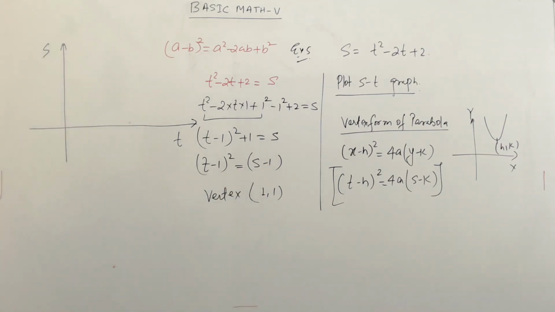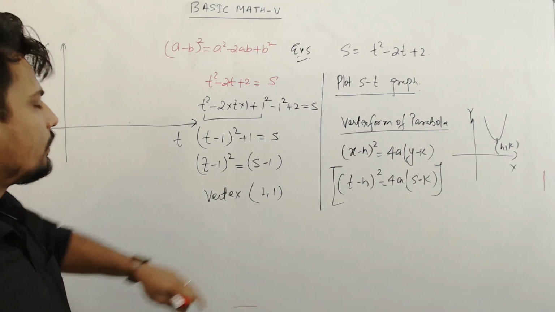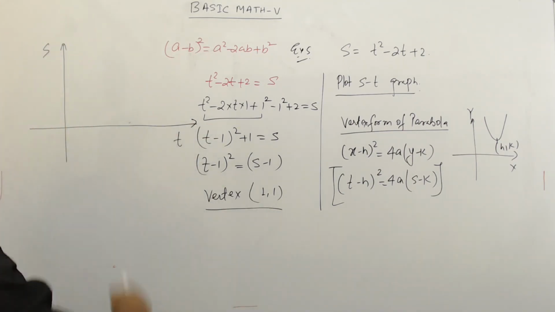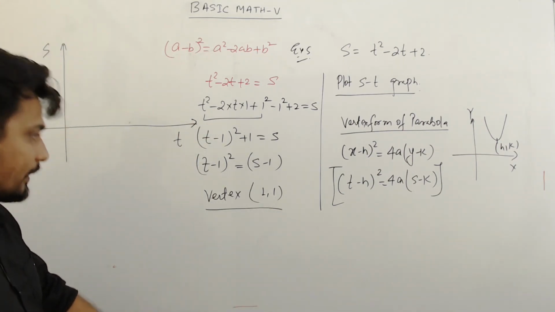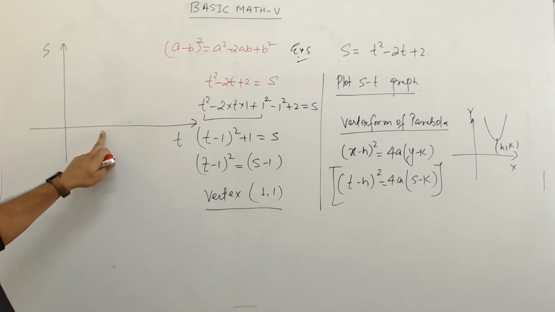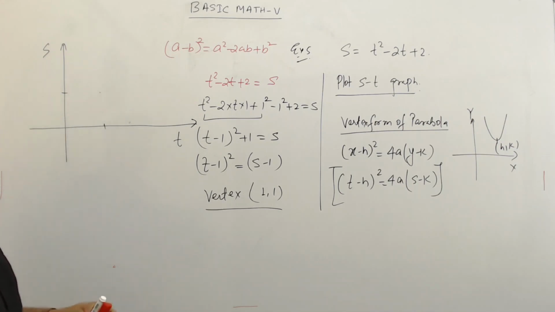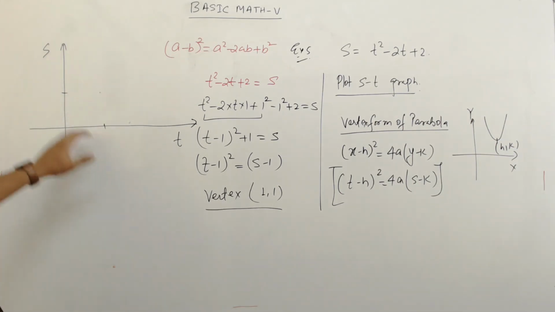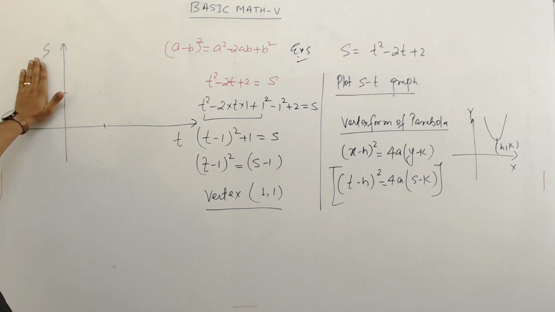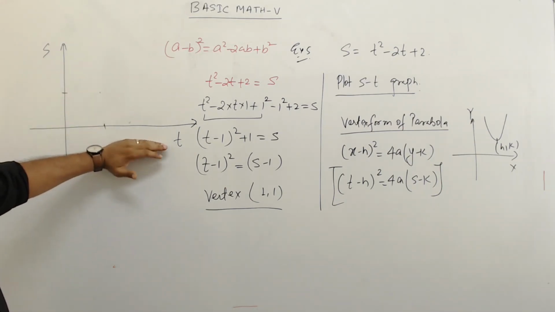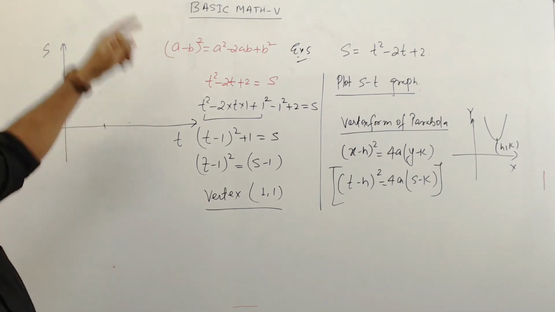All good? The vertex that we have got is (1, 1). It means the vertex of this graph, this parabola, has to be at point (1, 1). Definitely that is going to be somewhere here. Now what next you need to find? You have to figure out at what point it is intersecting the s axis, and probably the t axis it is not going to intersect because the parabola is going to go up.